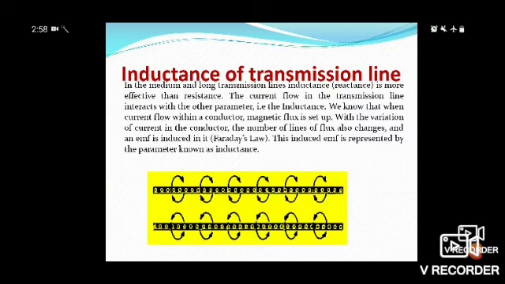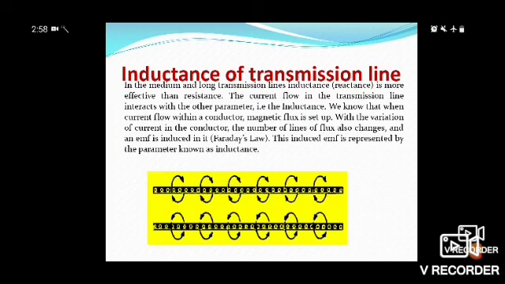We know from Faraday's laws that whenever we pass current through a current carrying conductor, like a rod, flux is generated around that rod. So whenever current is flowing through the conductor, we get some flux, as per Faraday's law. This induced EMF can be represented by the parameter called inductance.